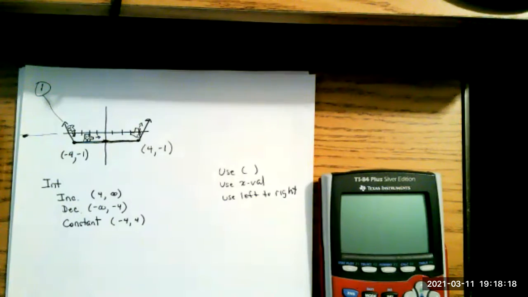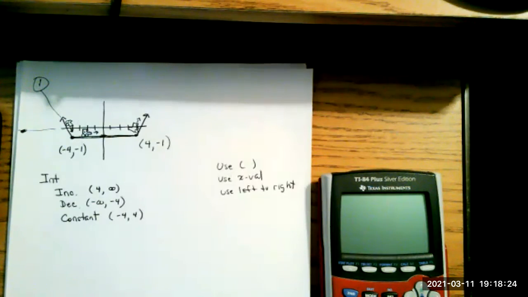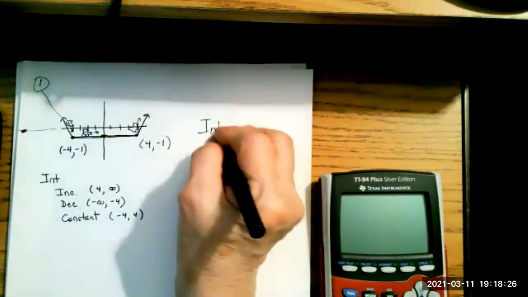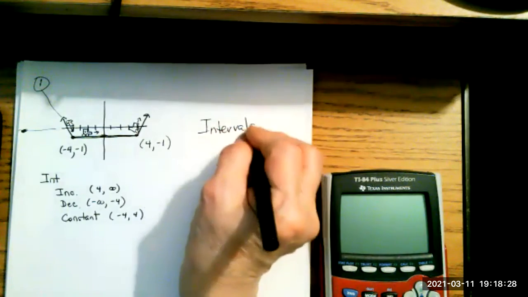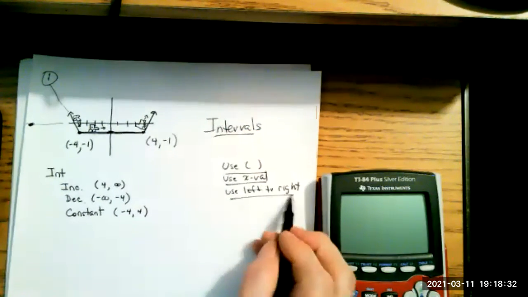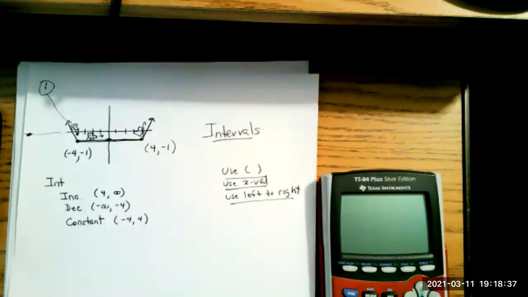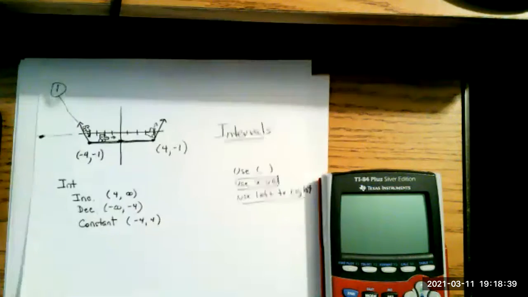Okay. Have y'all got the increasing, decreasing, and constant, you think? And this is intervals. It's the ones that have the three rules. You have to use parentheses. You have to use the x values. You have to go left to right. Okay. Any questions about that one?